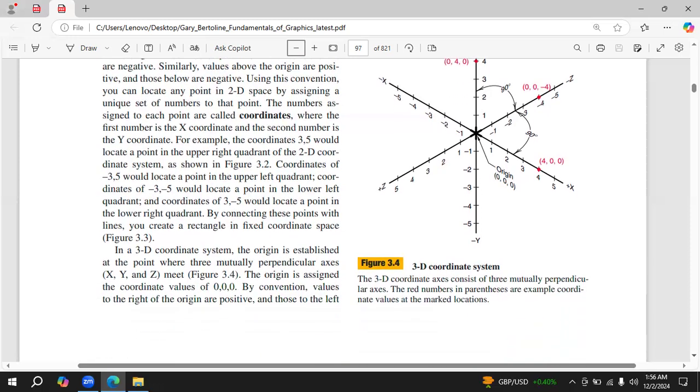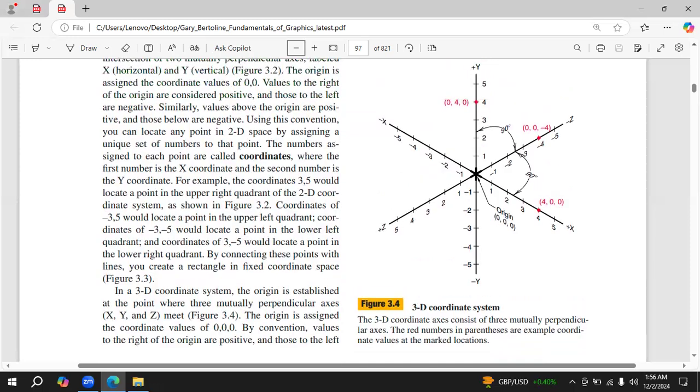Now, how about the 3D coordinate system? In the 3D coordinate system, a third axis is introduced in a similar perpendicular way to the previous two axes. As you can see in figure 3.4, you have the x-axis, you have the y-axis, and those two axes were making a single plane.